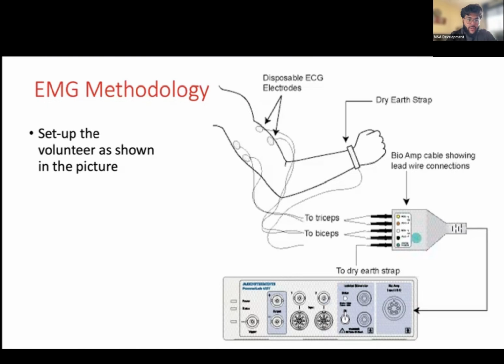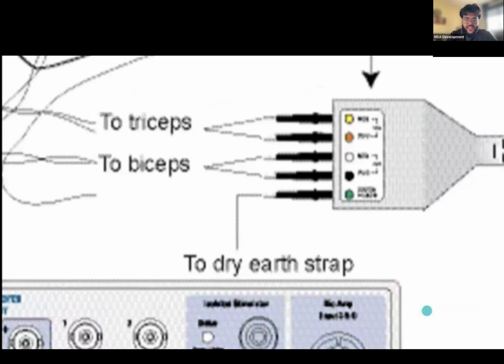And then you also have the bioamp. Let's talk about the bioamp. As its name suggests, the bioamp amplifies the EMG signals before they're displayed on the recording device. This allows for the comparison between the biceps and the triceps during different movements.